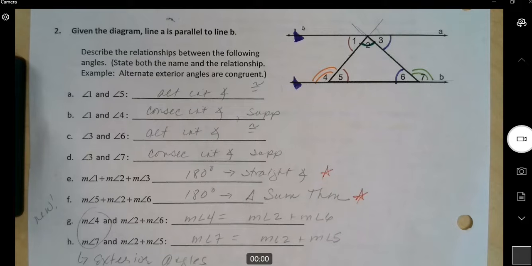What is true about the measures of angles 1 and 5? Stay with me here. What is true about the measures of angles 1 and 5? They are congruent. 5 is inside the triangle, 1 is not. What is true about angle measures 3 and 6? They're congruent. 6 is inside the triangle, 3 is not. If I asked you the sum of angles 1 and 2 and 3, what would you tell me? 180 degrees because they make a straight angle.